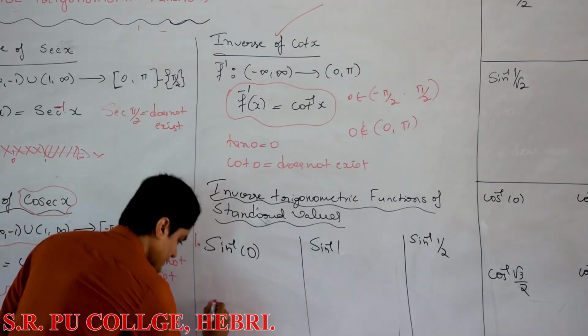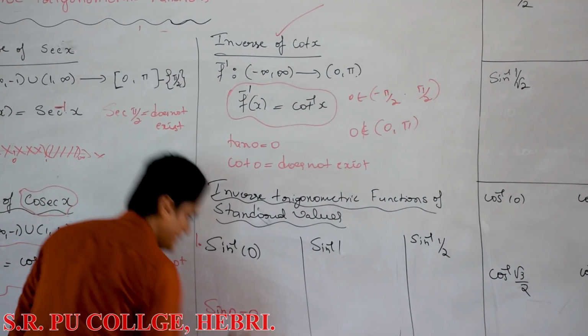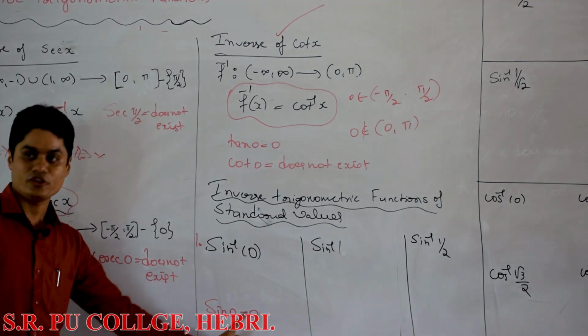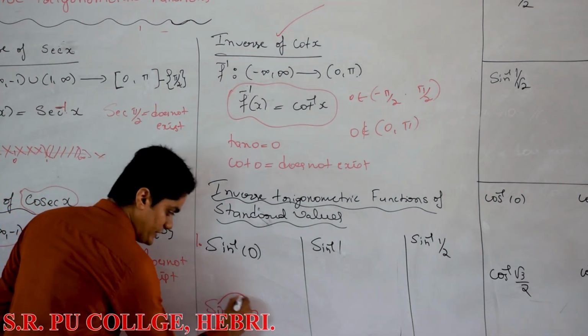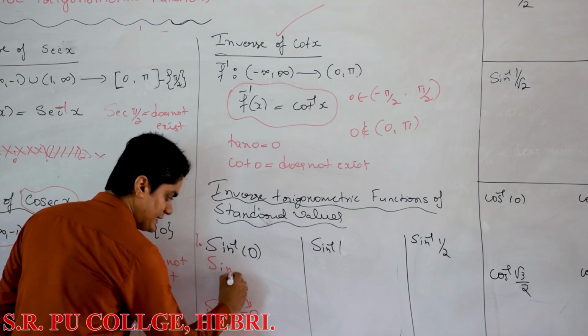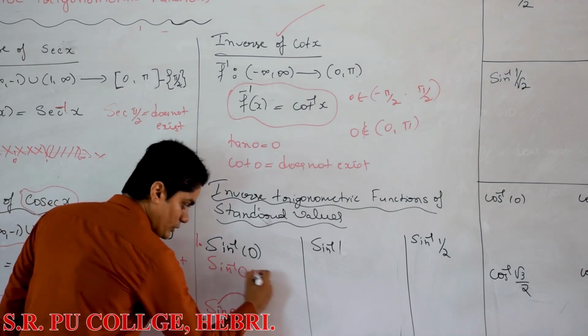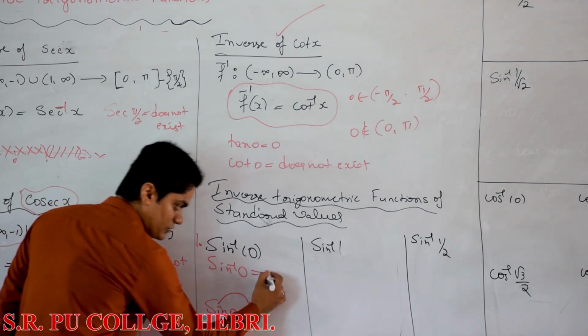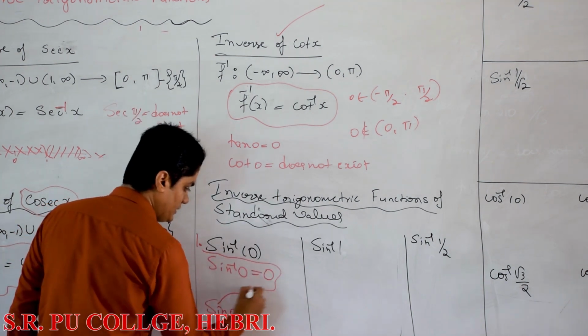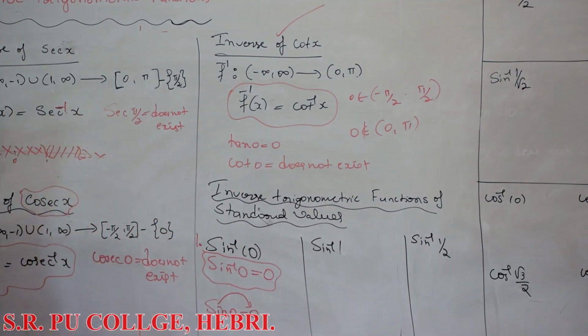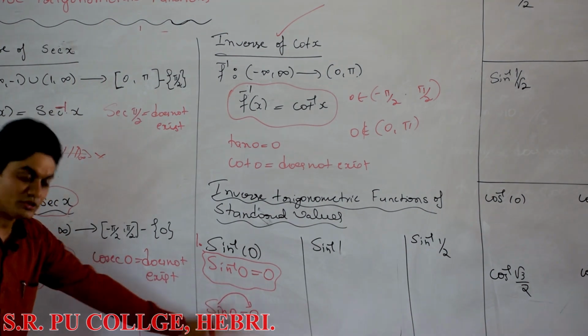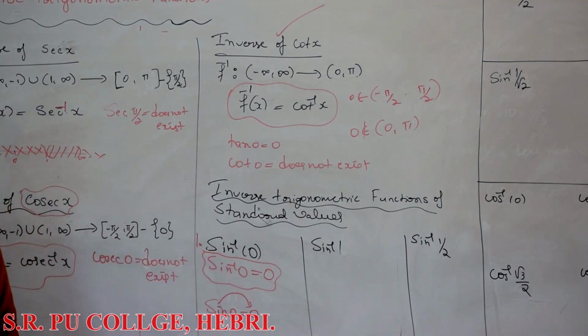You know that sine 0 is 0, right? Since sine 0 is 0, when you take sine to this side, it becomes sine inverse of 0 equal to what you will get? Yes, this value, that is 0. So remember, sine inverse of 0 is equal to 0. Sine 0 is also 0, sine inverse of 0 is also equal to 0.